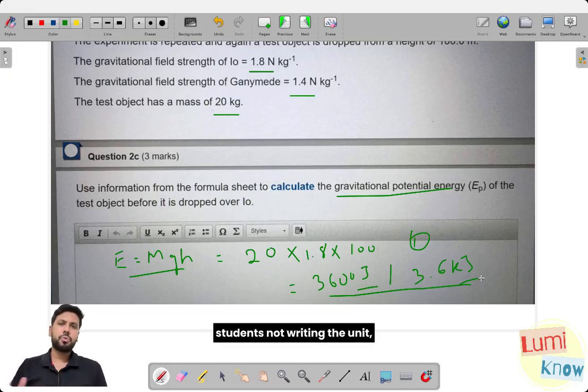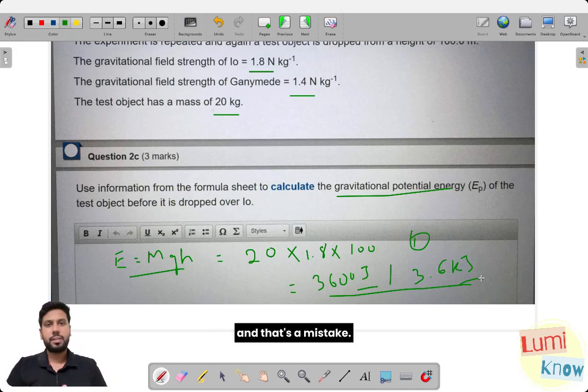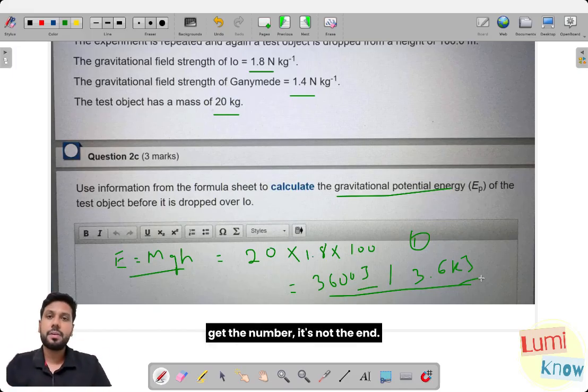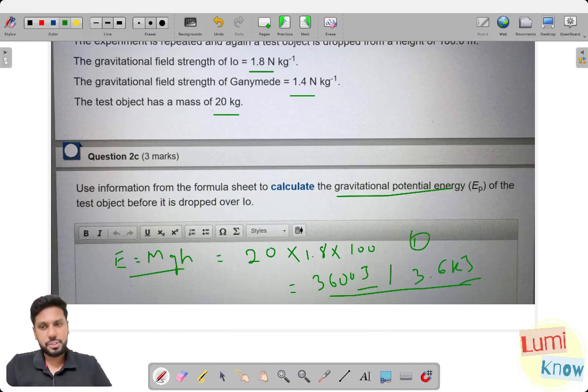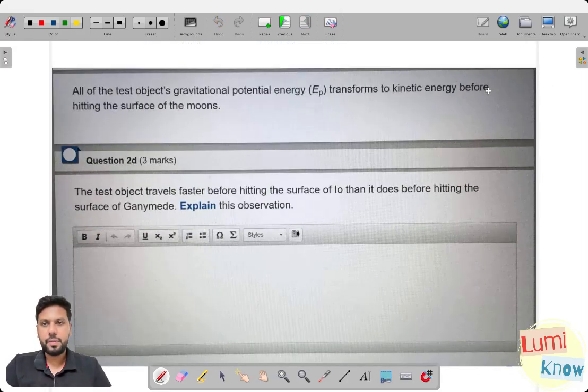Multiple times I have seen students not writing the unit, and that's a mistake. Please do not miss writing the unit. If you just do the calculation and you get the number, it's not the end. Write the unit, very much important. Okay. Then moving forward to part D.